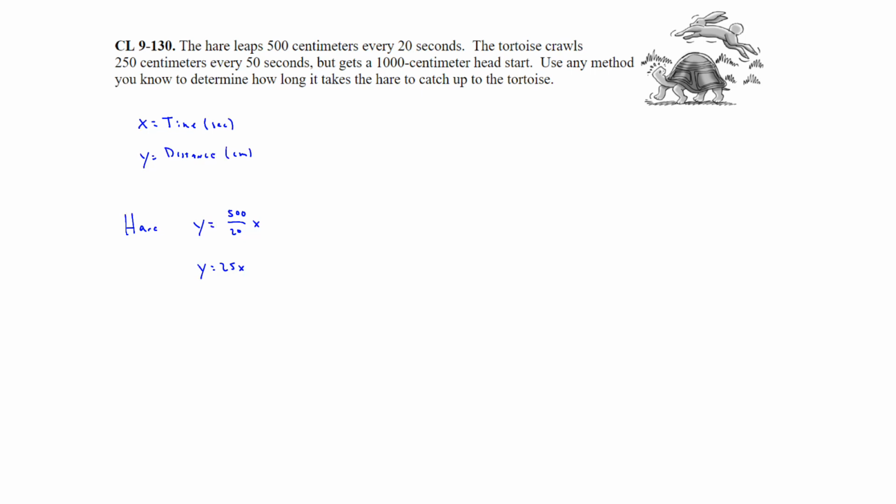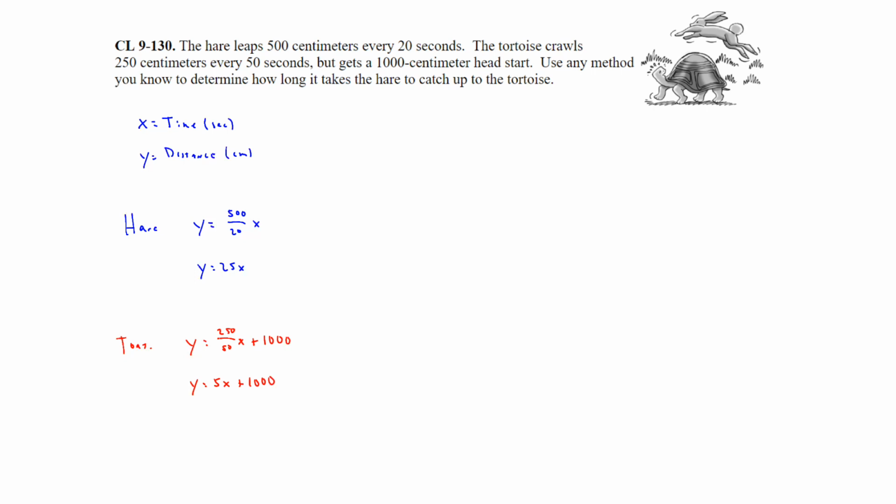Whereas the tortoise travels a total distance, and his rate of change is 250 centimeters every 50 seconds. But he also gets a 1,000 centimeter head start. So his equation would be y equals 5x plus 1,000. So he's only traveling 5 centimeters every second, where the hare is traveling 25 centimeters every second.